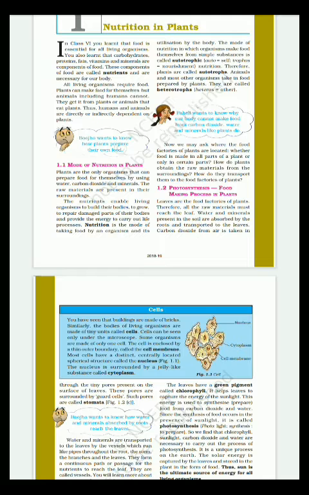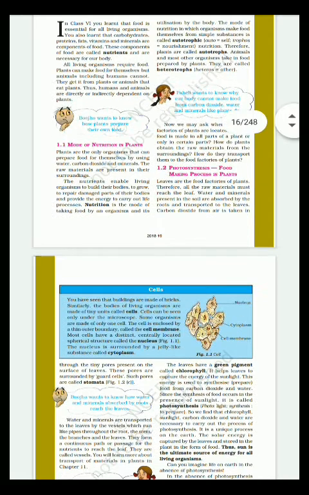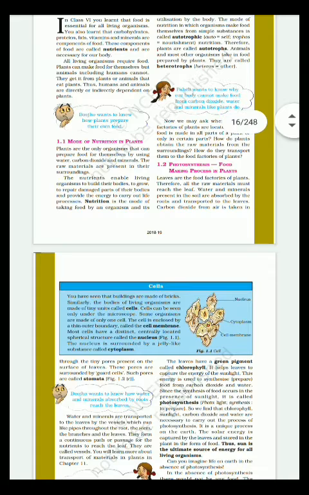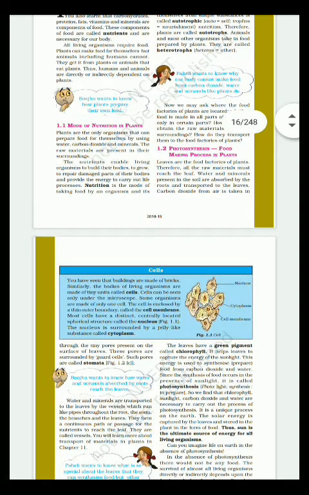Next is photosynthesis, the food making process in plants. Leaves are the food factories of plants, therefore all the raw materials must reach the leaf. Water and minerals present in the soil are absorbed by the roots and transported to the leaves and other parts of the plant.